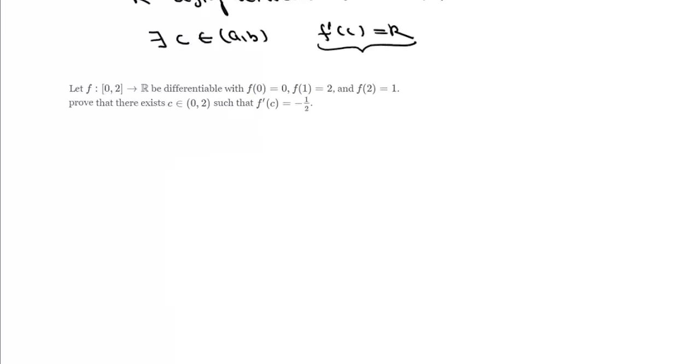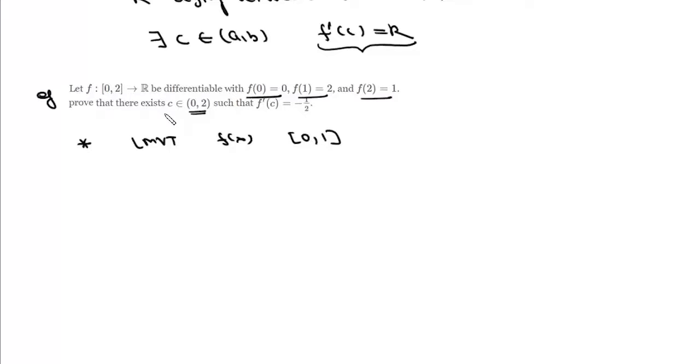Say for example, we are given that a function from [0, 2] to R is a differentiable function such that f(0) is 0, f(1) is 2 and f(2) is 1. We have to prove that there exists at least one c in the interval (0, 2) such that f'(c) is equal to minus 1 by 2. Now what we'll do is, since we are given that this function f(x) is differentiable in the closed interval [0, 2], we'll apply Lagrange's mean value theorem for this function first in the interval [0, 1].